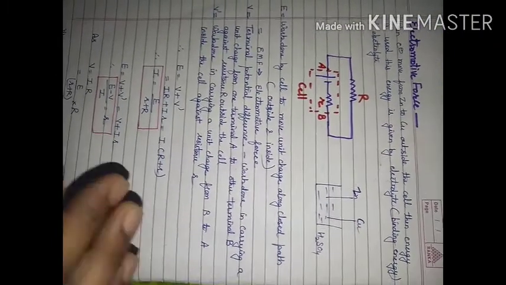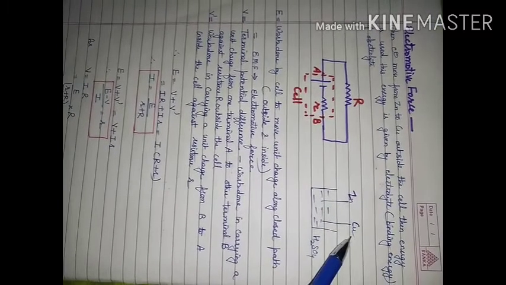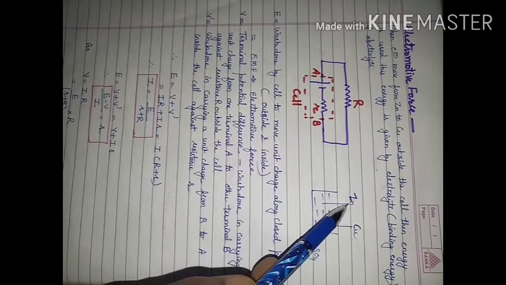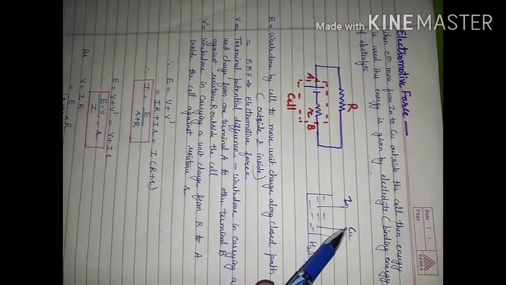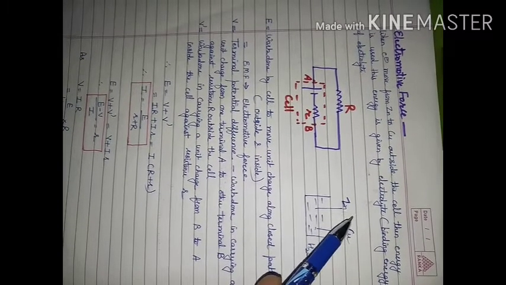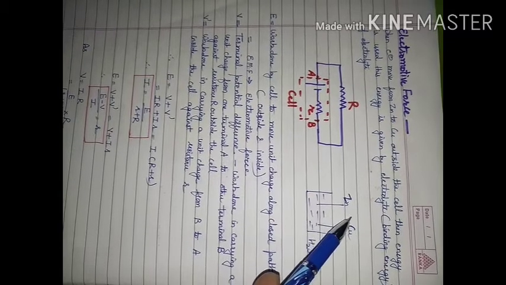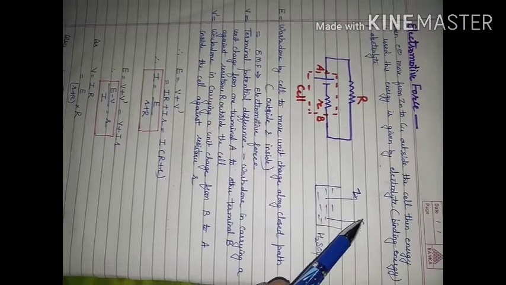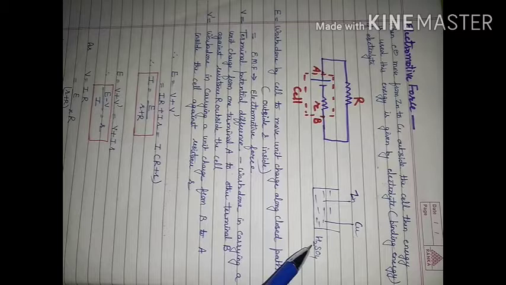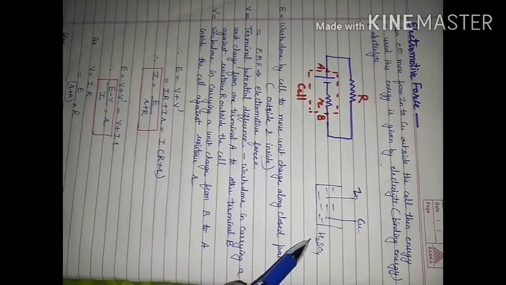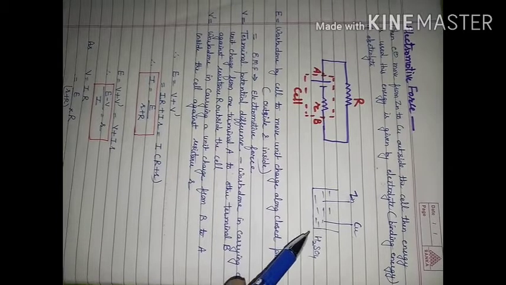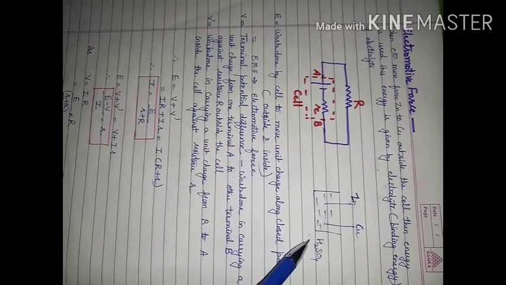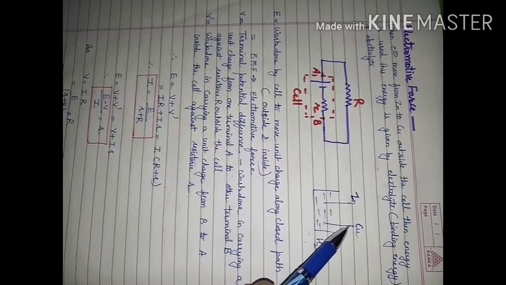Next, I will discuss EMF or electromotive force. This is a cell, and in this case electrons are moving from zinc to copper. Electron is moving, it means charge is moving, and to move a charge, work will be done, and this work will be done at the cost of binding energy associated with the electrolyte, the chemical energy associated with the electrolyte.